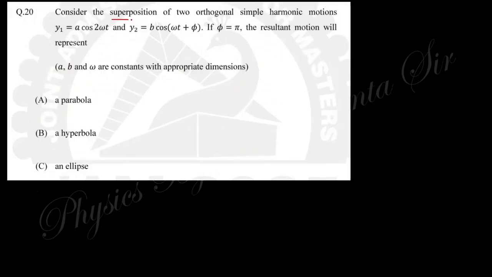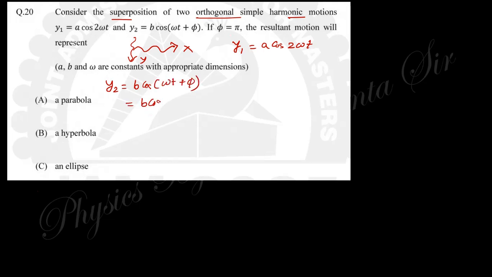The next question says: consider the superposition of two orthogonal simple harmonic motions. Orthogonal means one harmonic motion along the x direction and another harmonic motion along the y direction. And y1 equals a cos 2 omega t and y2 equals b cos (omega t plus phi), and phi is given as pi. So if you put cos (omega t plus pi), cos (pi plus theta) is minus cos theta, so this is minus cos omega t. So we can write cos omega t equals minus y2 by b.